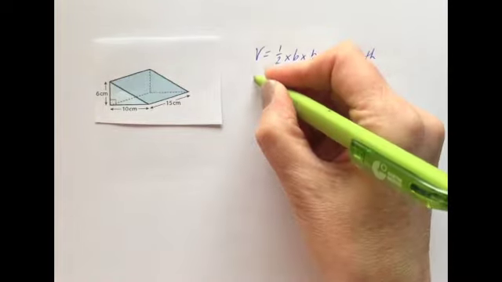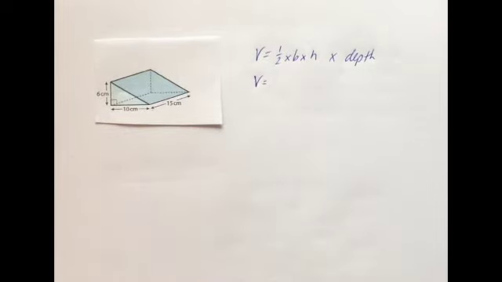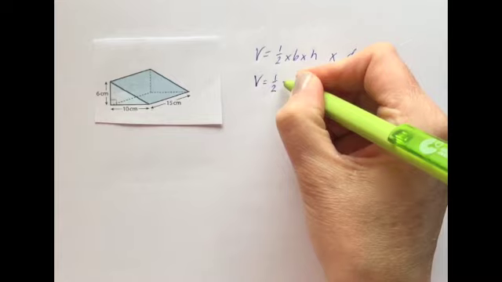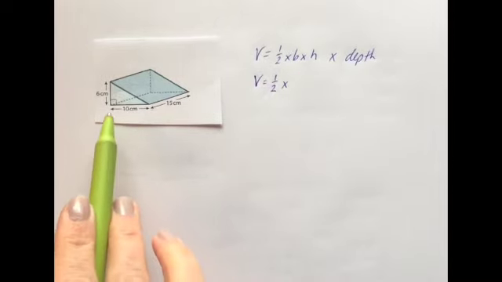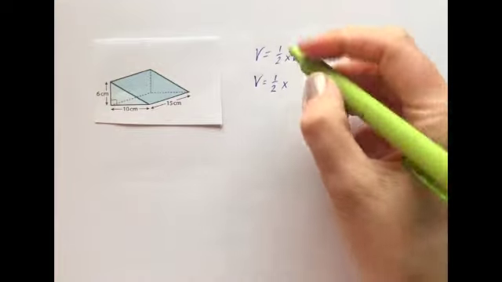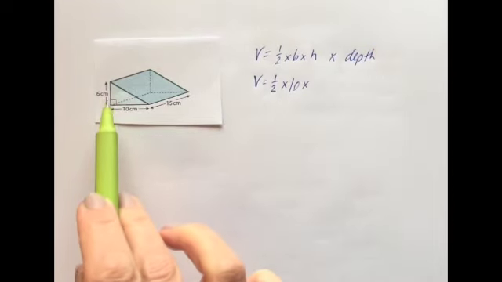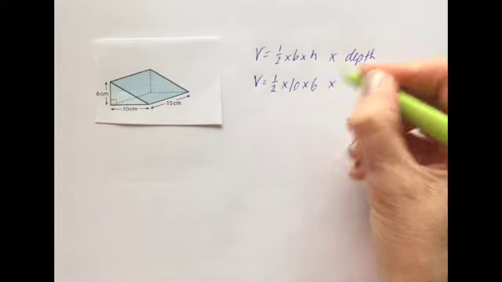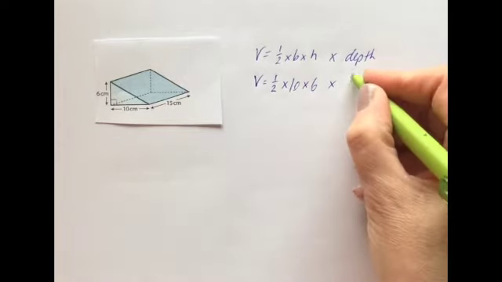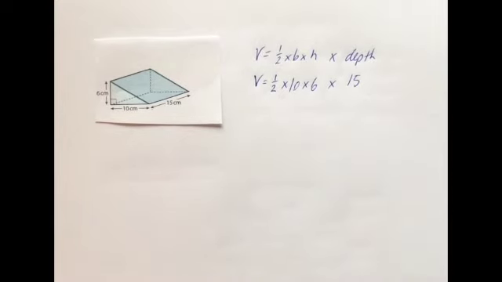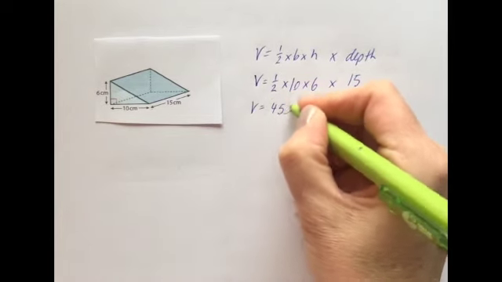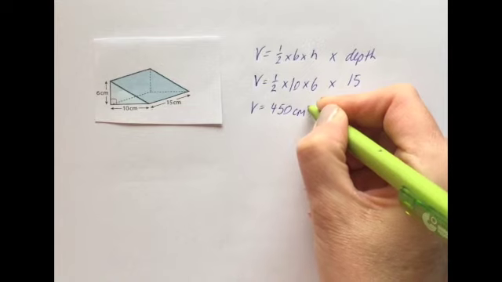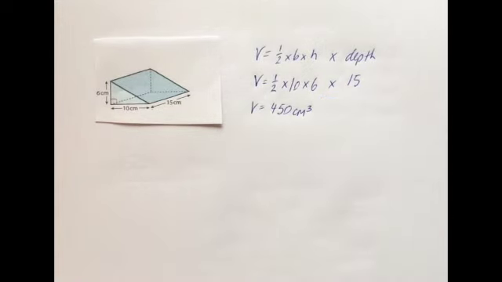So let's fill it in. We're looking for the V, so we can't fill anything in for the V. A half will stay as a half always, times the base. Now we're just looking at the front shape here, the triangle. So the base of the triangle is 10. The height of the triangle is 6. And the depth of the shape is, of course, 15. All right, so that's what we're looking to do on the calculator. A half times 10 times 6 times 15. And that works out to be 450. Don't forget your units. Centimeters cubed, of course, because it is a 3D shape.